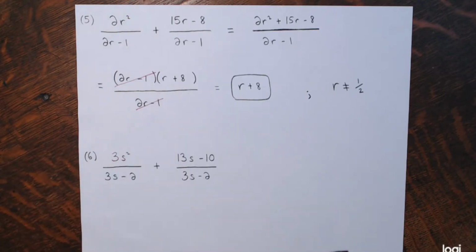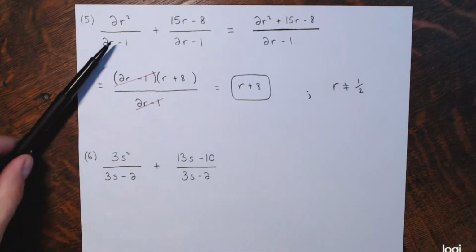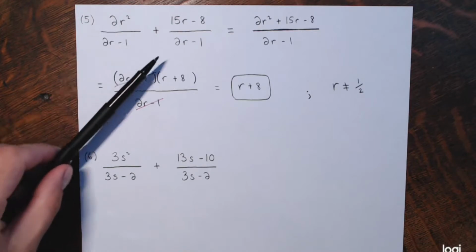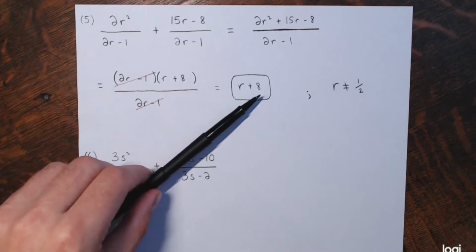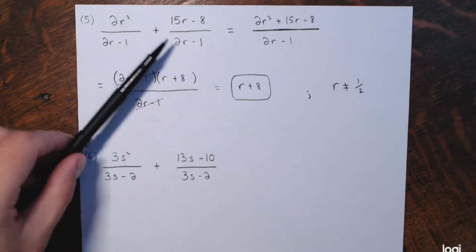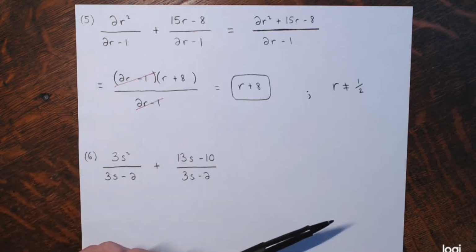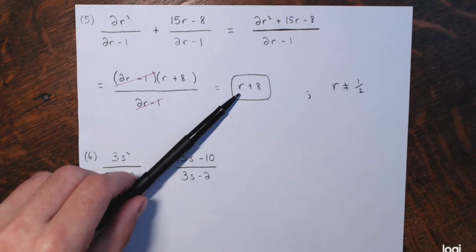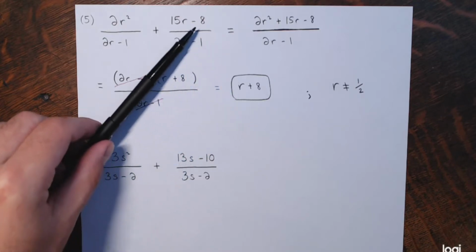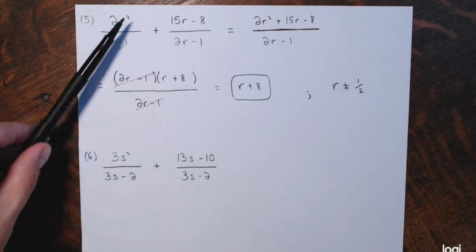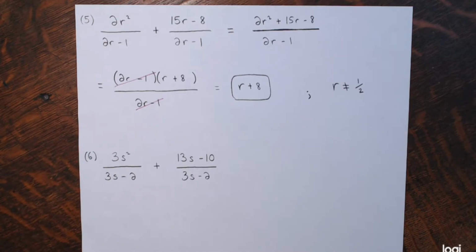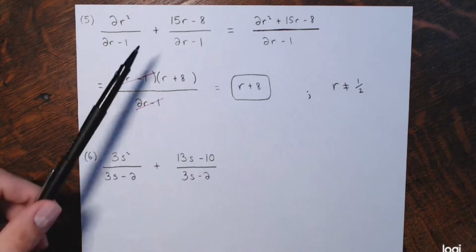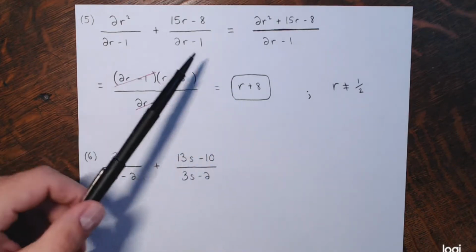So check it out, if I replaced r with 0, the value of this sum here would be the same as 0 plus 8, or 8. You should get 8 here, 8 there. If r were 1, the value of r plus 8 would be 9, which should be the same as the value of the original. And again, I leave it to you to check some values for r and test to see if these two expressions are indeed equal.